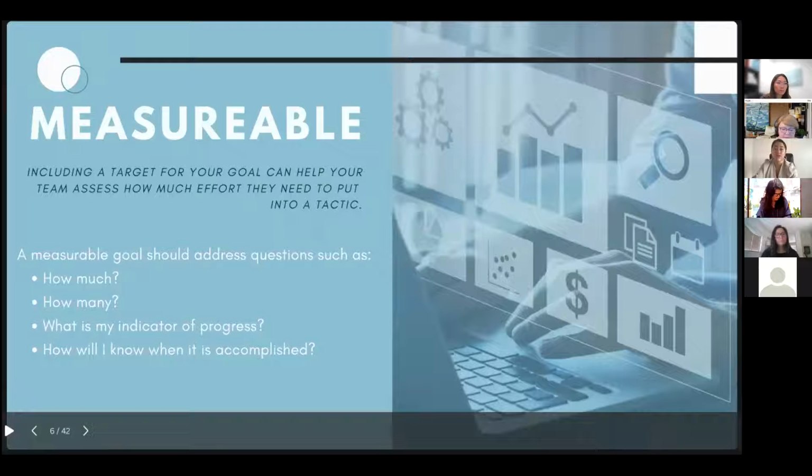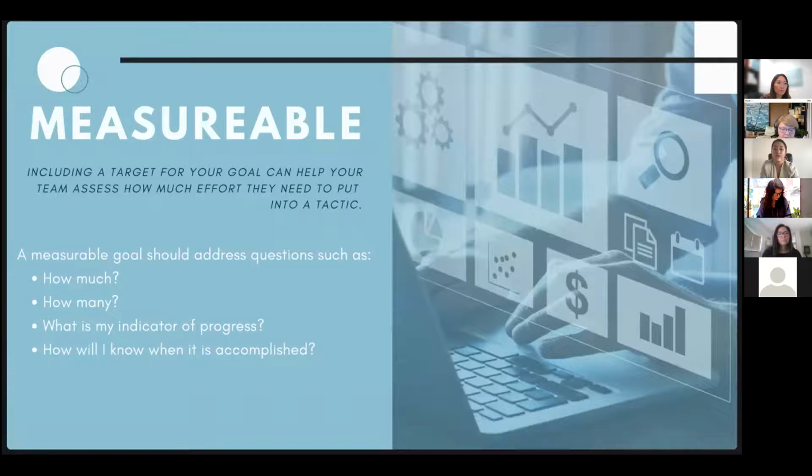Next is measurable. So with more tools at your disposal than you can count, measuring any goal that's set by you or your team is as convenient as a touch of a button. So including a target for your goal can help your team assess how much effort they need to put into a tactic. However, if you can't measure it, maybe due to a lack of tools available or skills on hand, then this may not be a meaningful goal to work towards.